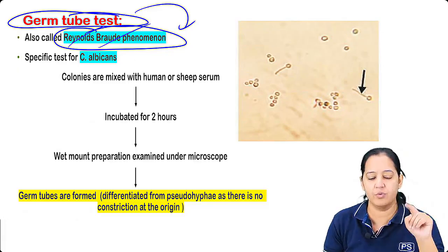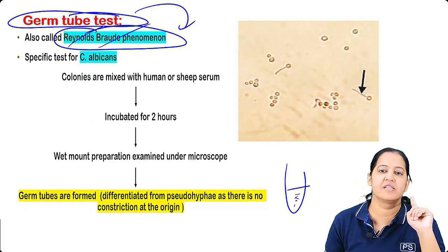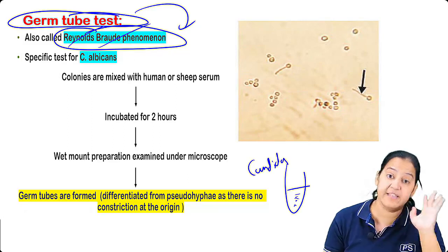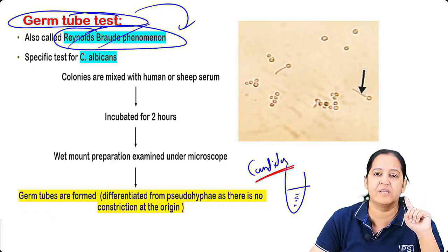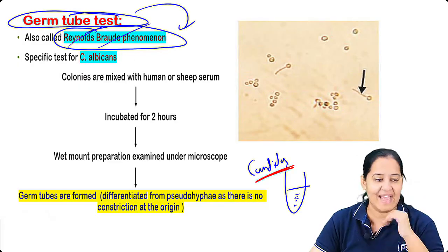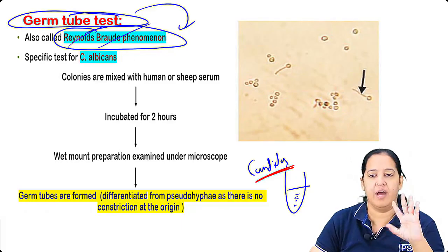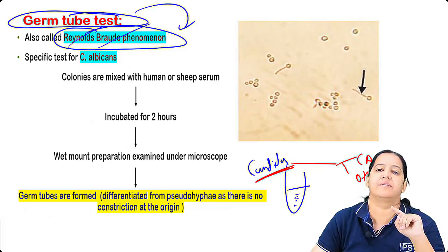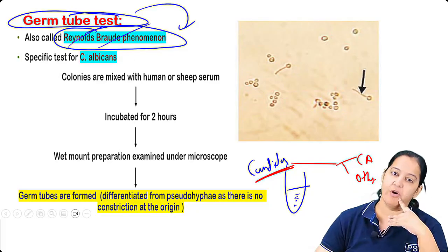See what you have to do. Take your specimen, my fungal specimen. It contains Candida. I know that because on direct microscopy I have seen the pseudo-hyphae. So I'm sure it's Candida. That is not a concern. I'm 100% sure. But I want to know whether it is Candida albicans or other Candida.